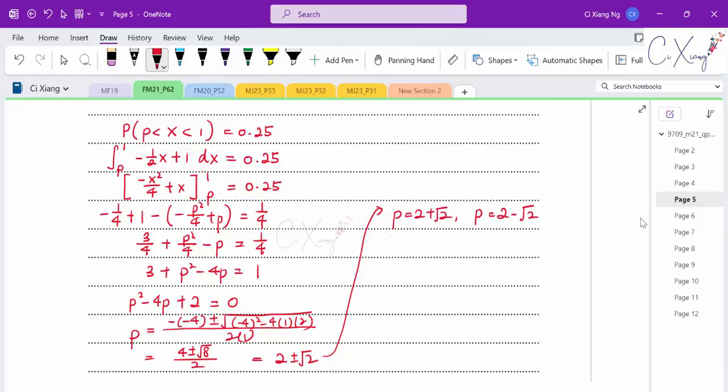For these two values of p, which one should I accept? If you have a look at the question, you can see that the p value basically should be smaller than 1, because the limit starts from the p, right? So p should be a smaller value and it shouldn't be more than 1. If you observe, 2 plus square root 2 will give you a value which is more than 1, so I have to ignore this particular value for p, and I accept only the one where p equals 2 minus square root 2. Or if you change it to 3 significant figures, it should be 0.586. Alright, so this is how we solve question number 2.